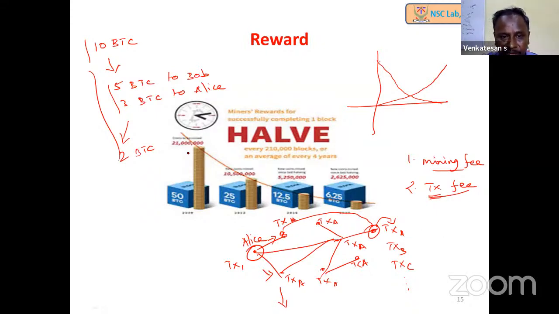It is fixed. For example, for the first 4 years it is 50 BTC. If we mine the block, by default 50 BTC will be received. So this is the place where we are introducing the new coins. After 4 years, the mining reward comes down from 50 BTC to 25 BTC, then 12.5 BTC after 4 years, and after that again 6.2. So the mining reward is fixed.